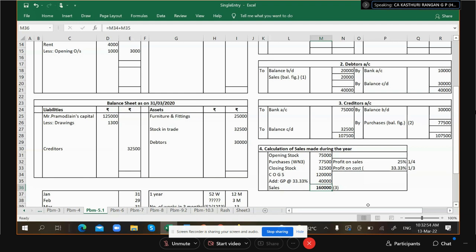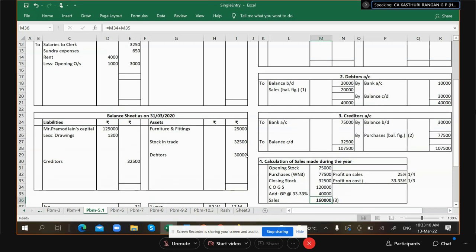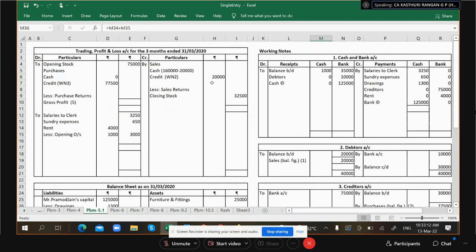Very easy. You know total sale is equal to what? Cash sale plus credit sale. So cash sale plus credit sale is 160, which means if credit sales is 20, what will be cash sales? It will be 1,40,000. Correct? So if the total sales is 160, credit sales is 20, cash sales is 140. So 160 minus 20 is the total sales.